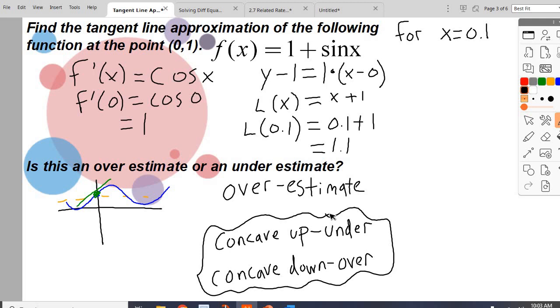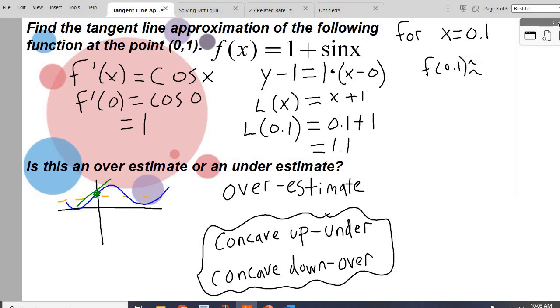Now, if we actually plugged in 0.1 for our original function, so someone plugged it into the calculator for me, what would our actual value of f be? So f of 0.1 is approximately 1.099. Well, is 1.1 a fairly accurate rounding of that?